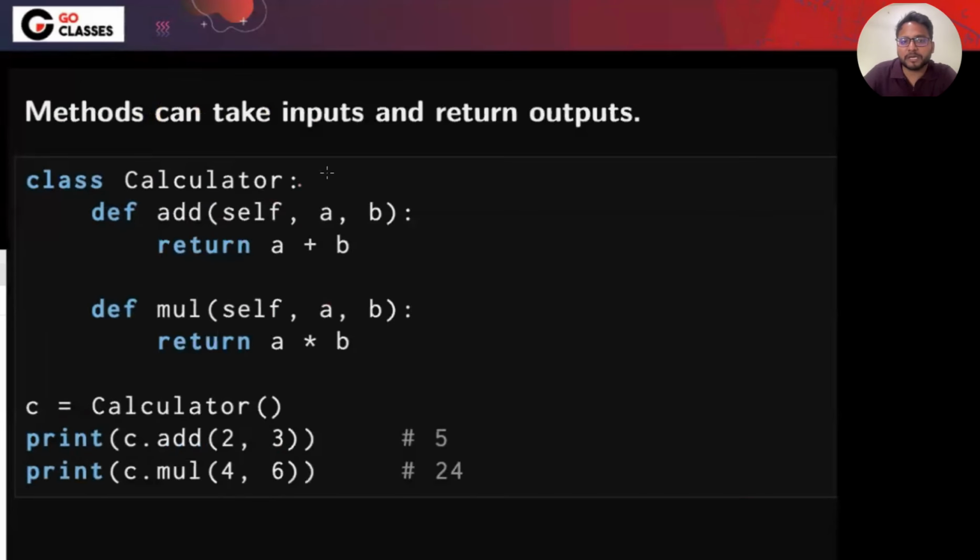So for example, this is another function that we are using. The class name is Calculator. Add will do add, and let's suppose multiply is doing multiply. Then if you call c.add(2, 3), 5 will get printed. If you are calling multiply with 4, 6, then 24 will get printed, because we are returning also.